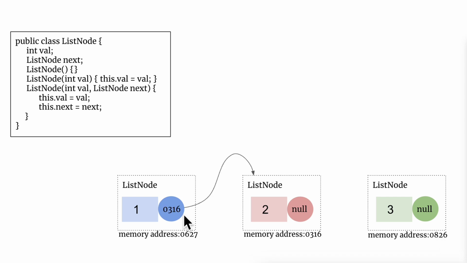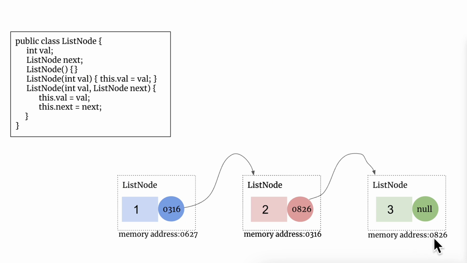Node 1's next pointer is pointing towards node 2, as you can observe. Node 1's next reference is 0316, which is the memory address of node 2. Node 2's next pointer is pointing towards node 3. As you can observe, node 2's next reference is 0826, which is the memory address of node 3.